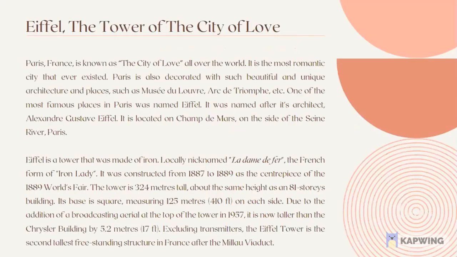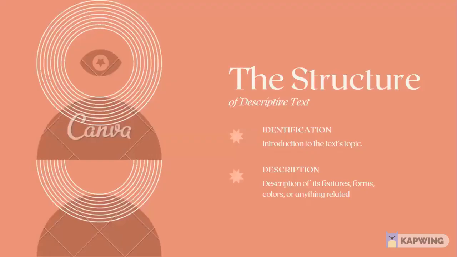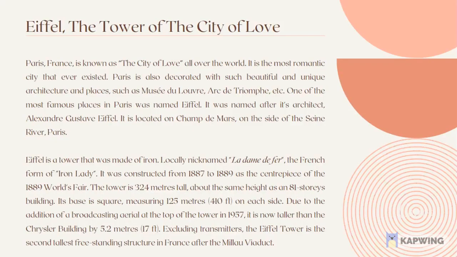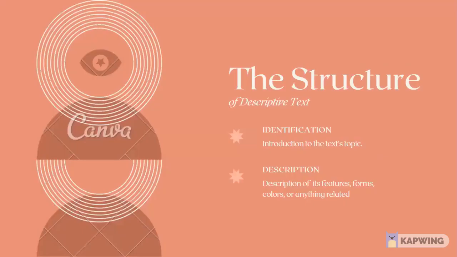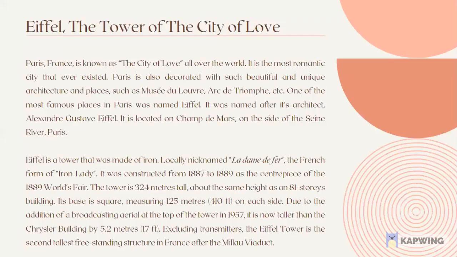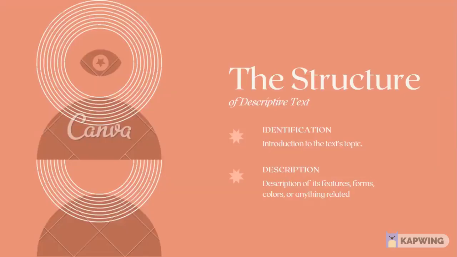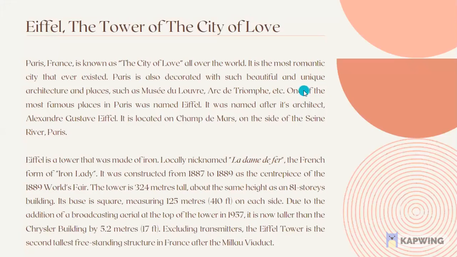This is the example of the descriptive text that I made. The title of the text is Eiffel, the Tower of the City of Love. From the text, we can conclude that the structure of the descriptive text is identification and description. If we take a look at the text, the identification is in the first paragraph, because it is the introduction to the text topic. This paragraph is talking about what exactly the Eiffel Tower is and what happened around Paris.